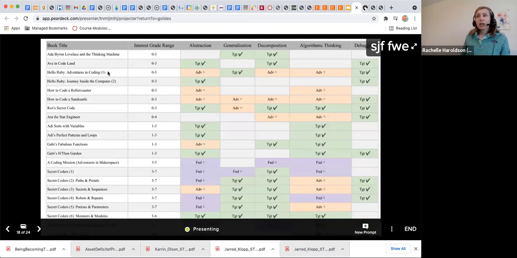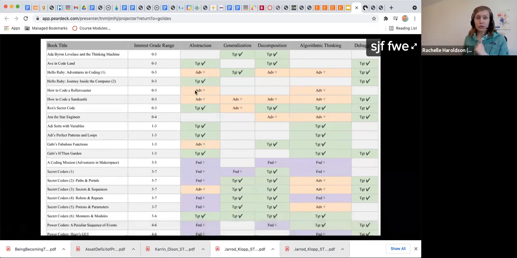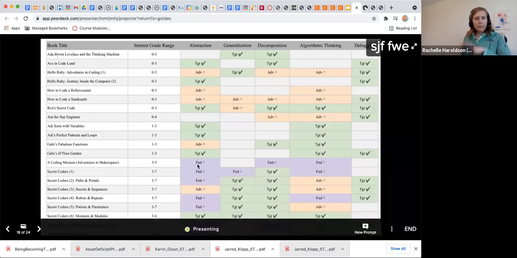So this is a chart that lists all the book titles, all the interest grade ranges, and then if they were on target, which is what TGT means, like it really overlaps with interest grade level, or if it was advanced, meaning the computational thinking going on was higher than what the interest grade level was, or foundational, meaning the computational thinking going on was below whatever the interest grade range level was.